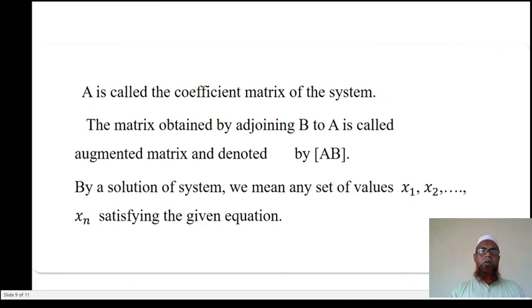So these are basic definitions and operations which are very useful for solving numerical methods with different methods. In the next session, we will discuss different methods of solving systems of linear equations.